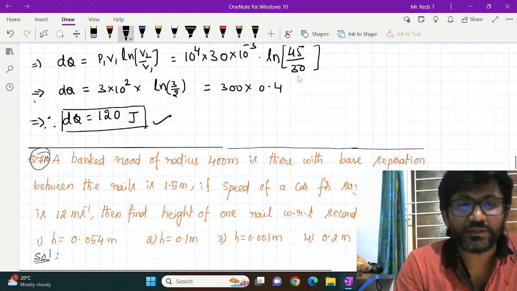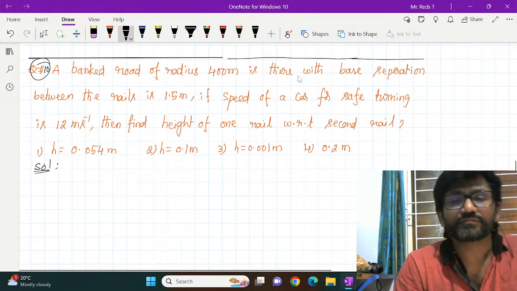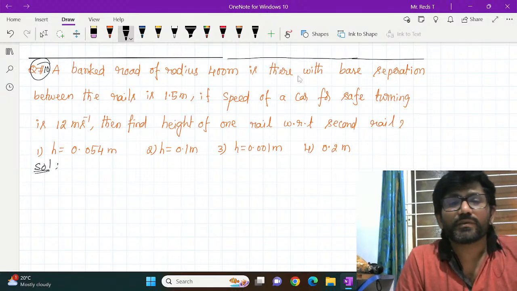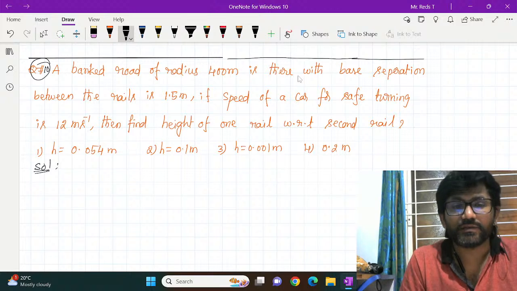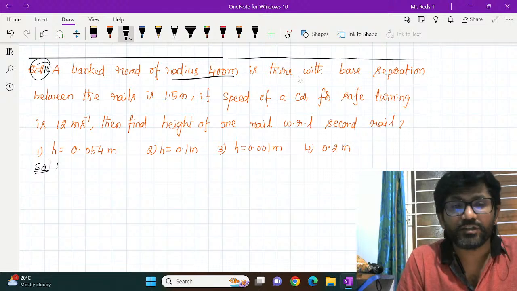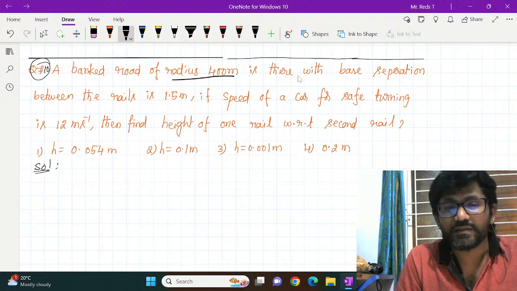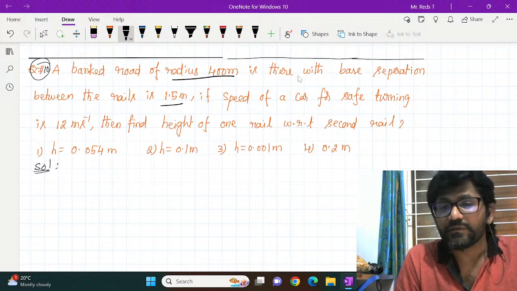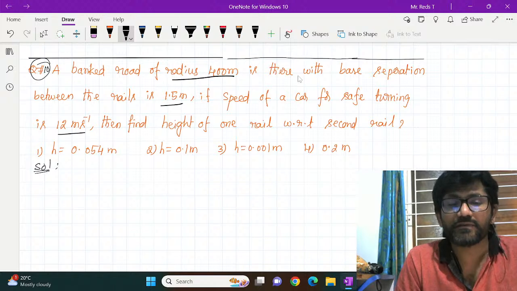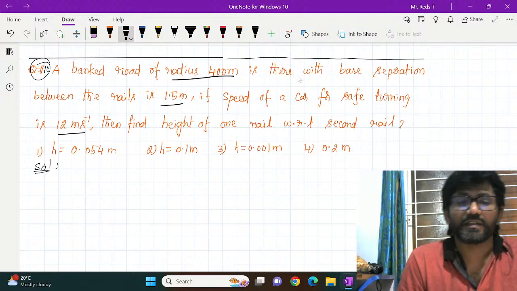The next question is this. A banked road of radius 400 meter is there, with the base separation between the rails being 1.5 meter. If the speed of a car for safe turning is 12 meter per second, that should be the maximum safe speed, then find the height of one rail with respect to the second rail.